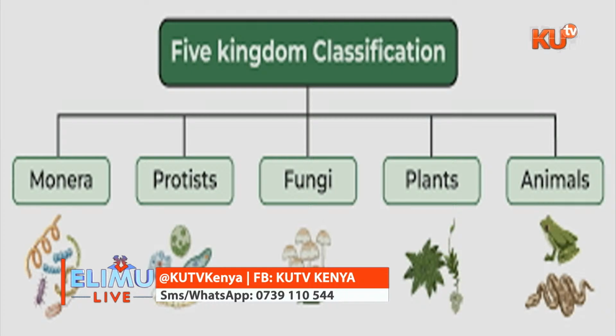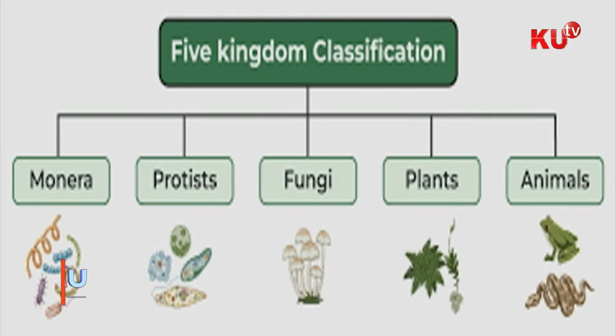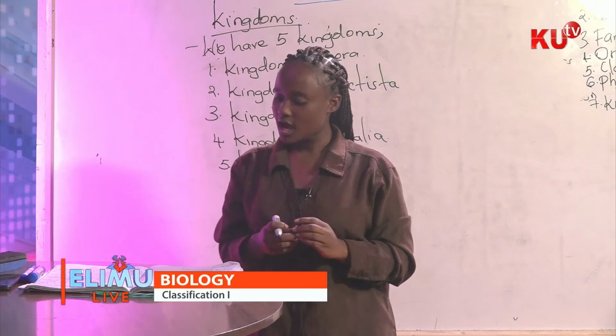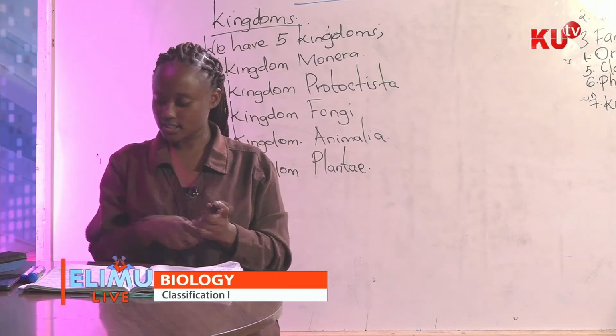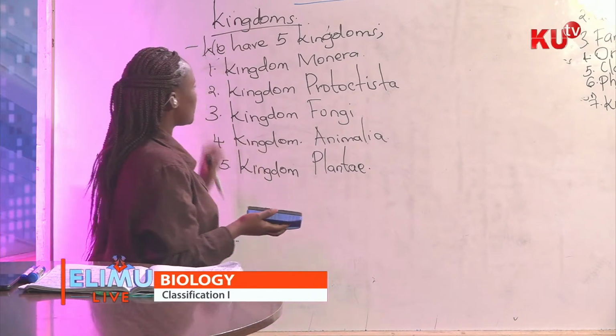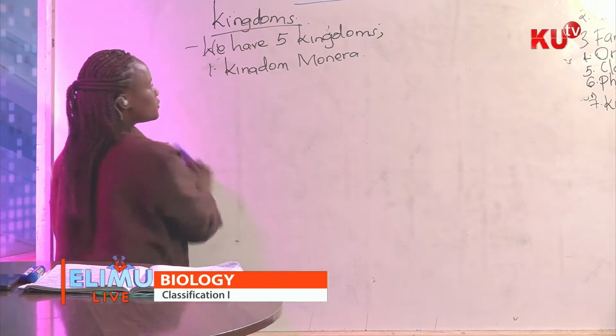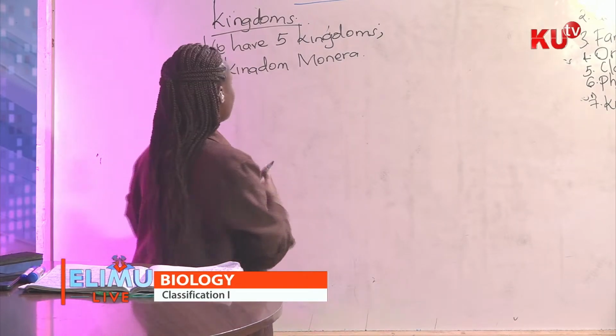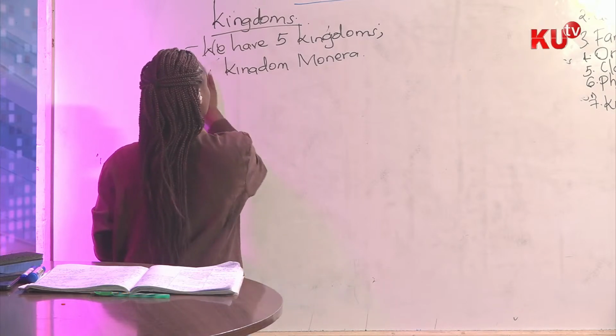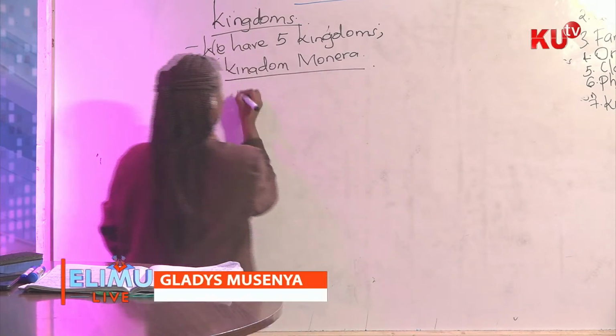We have 5 kingdoms: Kingdom Monera, Kingdom Protoctista, Kingdom Fungi, Kingdom Animalia, and Kingdom Plantae. So we also have the characteristics. Now we're going to the characteristics of the kingdoms. We start with the characteristics of Kingdom Monera.